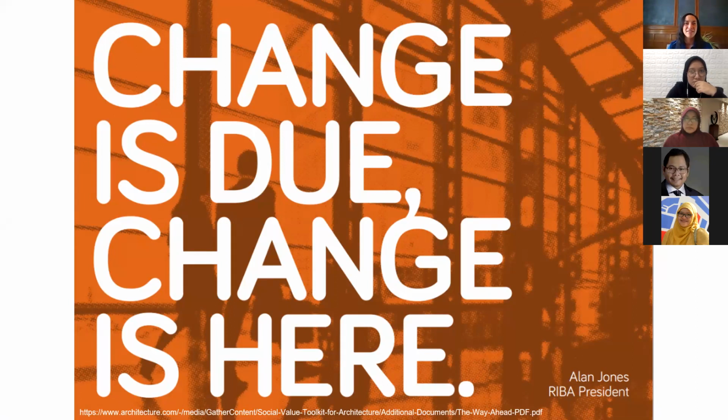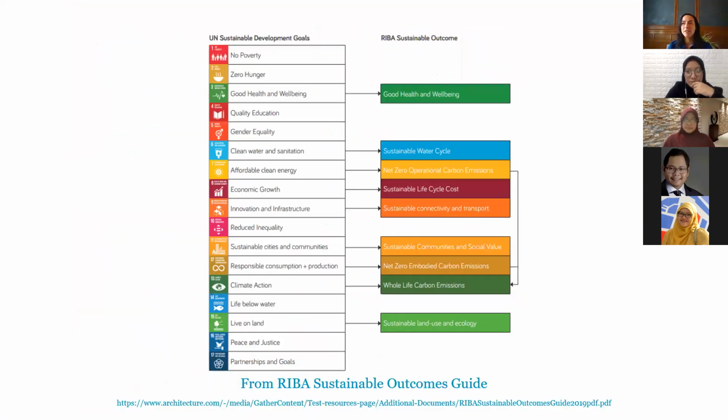We've got to do something as designers. As a consequence, RIBA has looked at the Sustainable Development Goals that you might be familiar with, which the United Nations has released, and said, well, at least these ones on the right have to be dealt with by all designers and architects. So it means that designers have to design for good health and well-being, or at least that your design will have an impact on good health and well-being. It will have an impact on water cycles, on carbon emissions, on sustainable life cycle, on sustainable connectivity and transport, communities, values, social value, net zero embodied carbon, whole life emissions, and sustainable land and ecology.